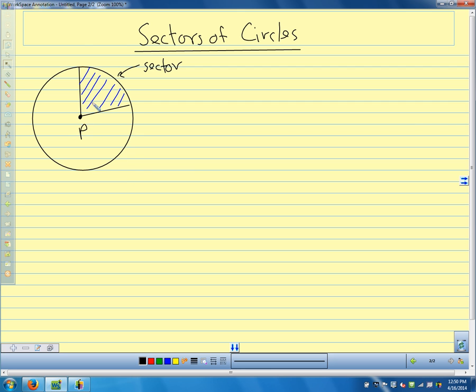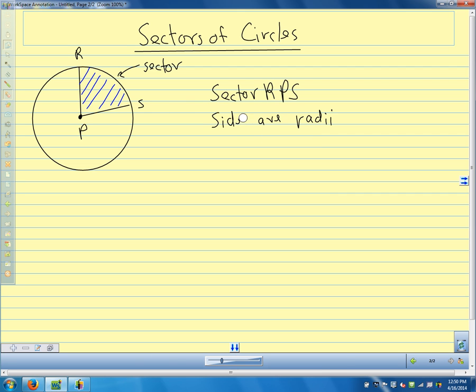I'll call this center P, that point R, and that point S. So the shaded part is the sector. We name it sector RPS. So we name it kind of like a triangle. The P is like the vertex of our triangle. Each side of the sector is the radius. And the plural of radius is radii. So the sides of our sectors are radii.